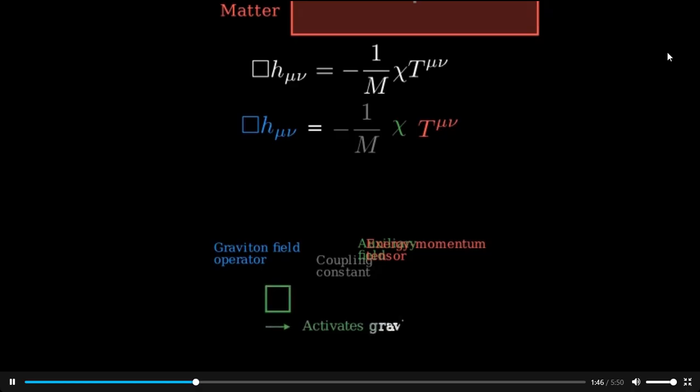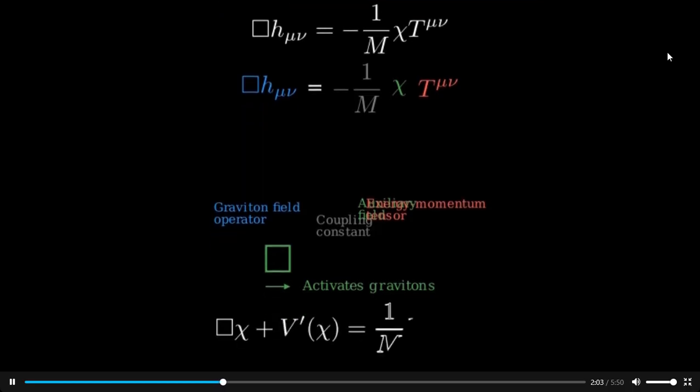Notice that chi appears as a multiplicative factor with the energy-momentum tensor. This means that the graviton field h mu nu is not directly sourced by matter alone, but by matter modulated by the auxiliary field chi. Without chi, the gravitons would not respond to the presence of matter.